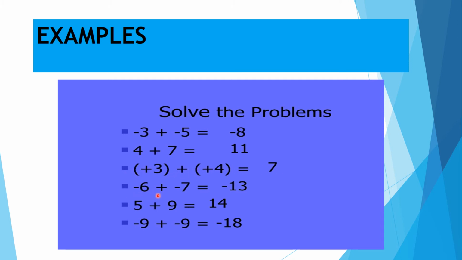Now minus 6 plus minus 7. Same sign, both the integers you are adding. So you will add but you will take the sign of the integers. So 6 plus 7 is 13 and the sign of the integers is minus. So you will put here minus. So when there is same sign you are adding. So you will add but put the sign of the integers. Remember. Now 5 plus 9, 14. Minus 9 plus minus 9. Again this is having same sign. You will add, minus 18, because the integers are having minus sign.